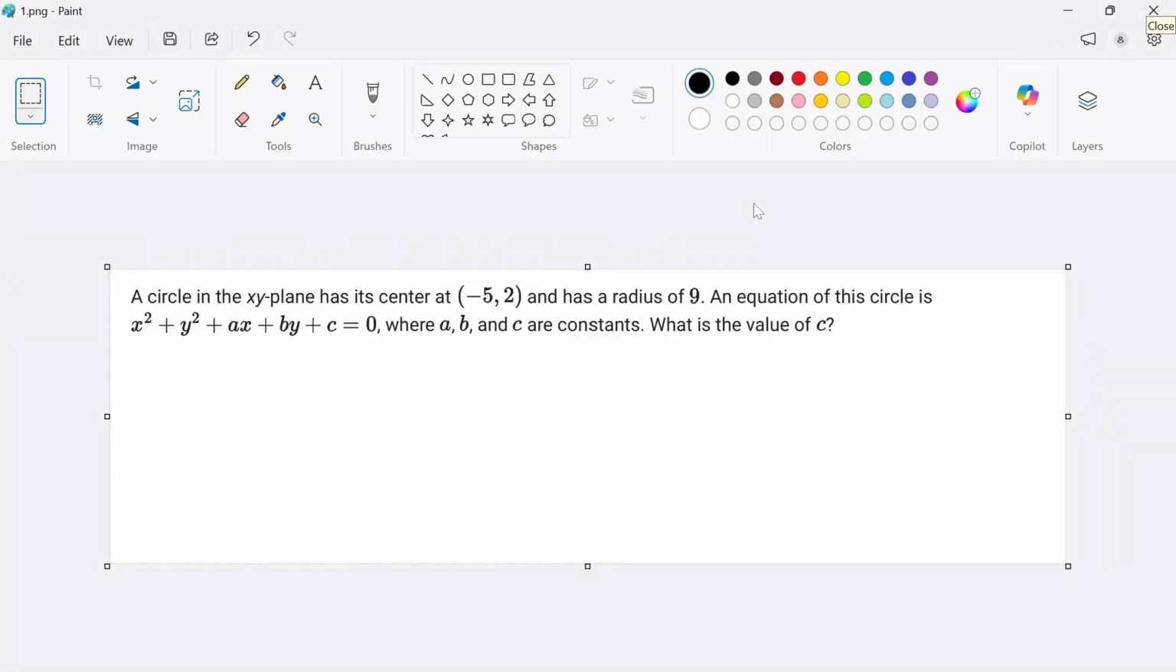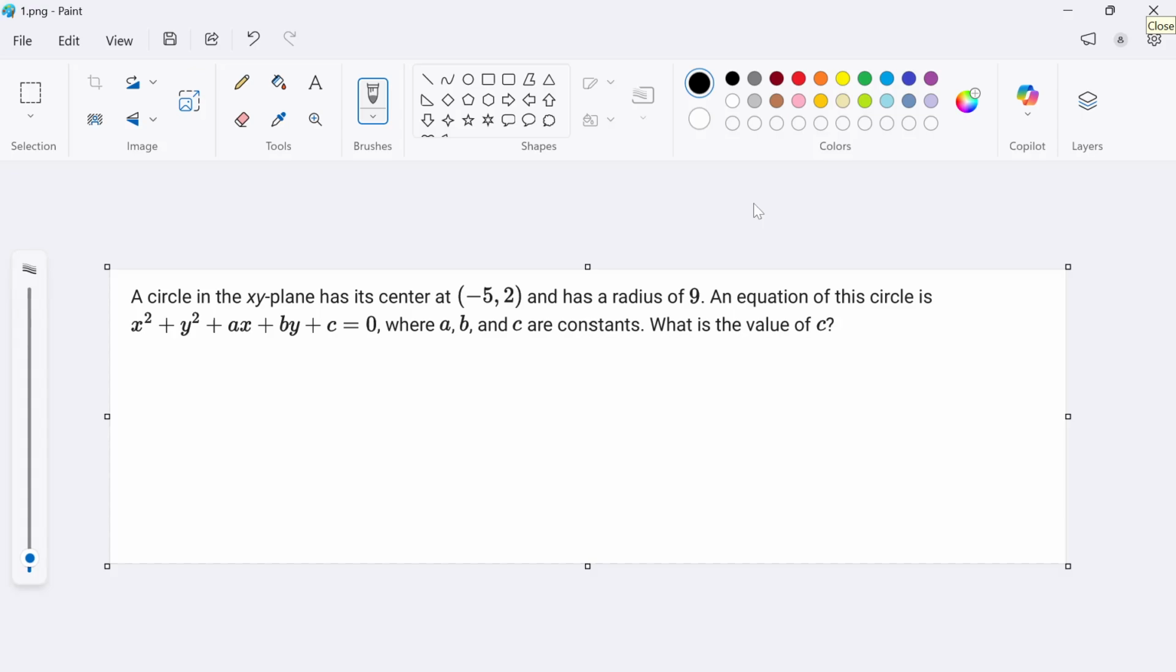This is a question from the digital SAT. It's a circle question, and it's considered by College Board hard. So it says a circle in the xy plane has its center at negative 5, 2 and the radius of 9. An equation of the circle is x squared plus y squared plus ax plus by plus c equals 0, where a, b, and c are constants. What is the value of c?